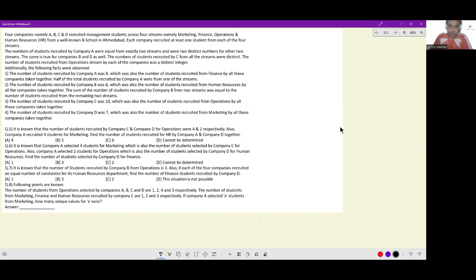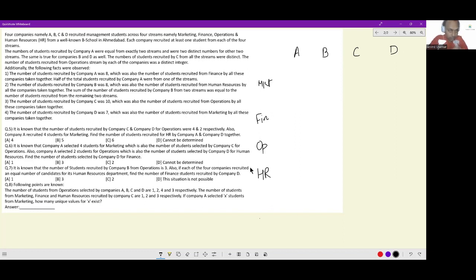Okay, so we have 4 companies, A, B, C, and D, and they've recruited people in marketing, finance, operations, and HR. These are the domains they have hired people in.